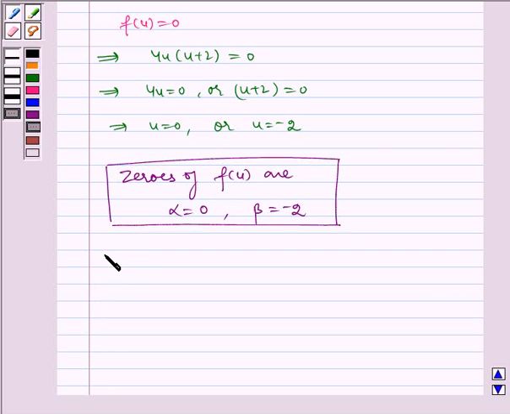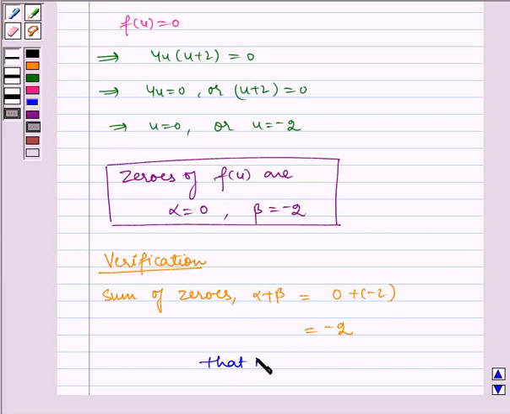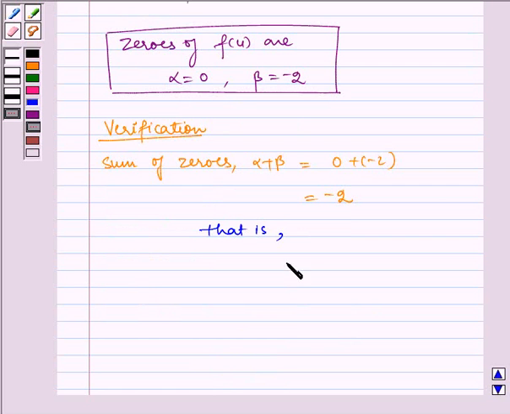Now the verification part. We have sum of zeros, that is alpha plus beta, is equal to 0 plus minus 2, which is equal to minus 2, that is minus coefficient of u by coefficient of u square, which is equal to minus 8 by 4. Which is equal to minus 2.